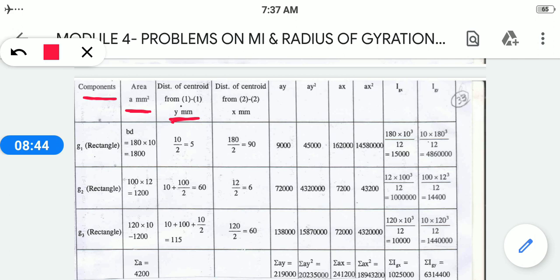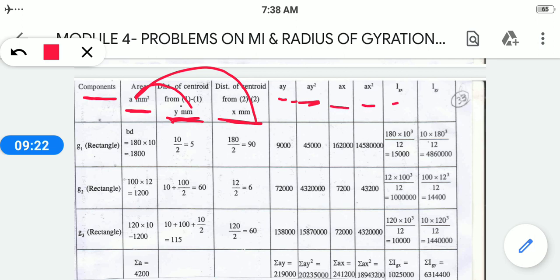The distance of the centroid from x, that is y, we are going to find, and x also. Why? Because here we need both Ixx and Iyy. In some cases they ask only for Ixx or Iyy. In that case you can neglect one of the formulas according to what is required. Here we need both, so we are taking y and x. After taking this, A into y is one column, A into y square is another column. Similarly, A into x is one column and A into x square is another column.